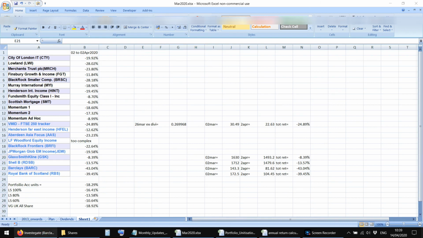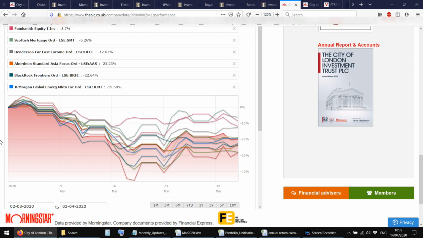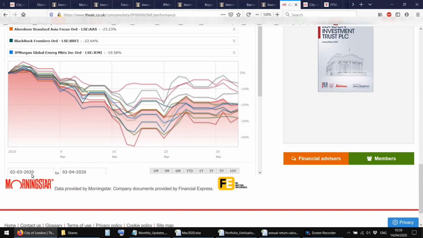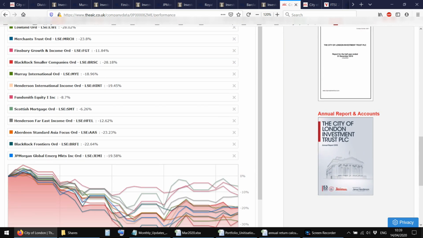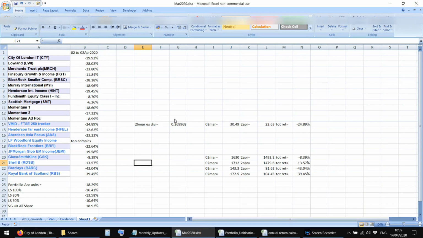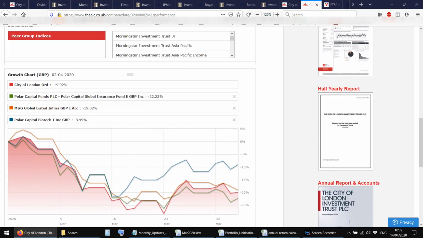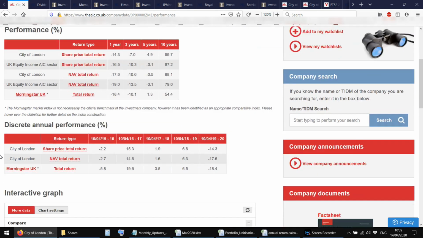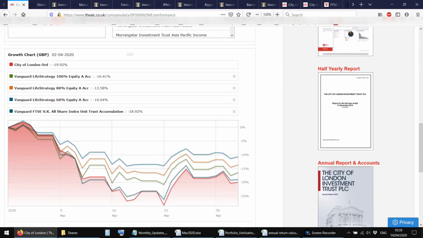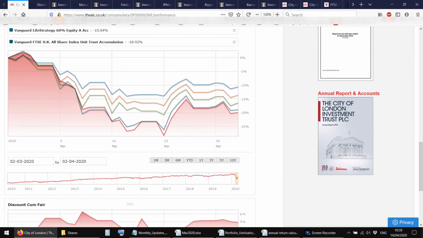But if we see here, I've plotted all that I could plot on this website from the 2nd of March to the 2nd of April for each month, and I've just found the total performance of each one and put it into my spreadsheet. And then I think I did it separately for the Life Strategy. Oh no, at the beginning I did it on this sheet here. I did it for the Vanguard and the UK All Share as well.